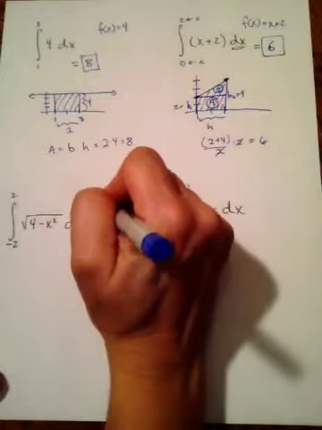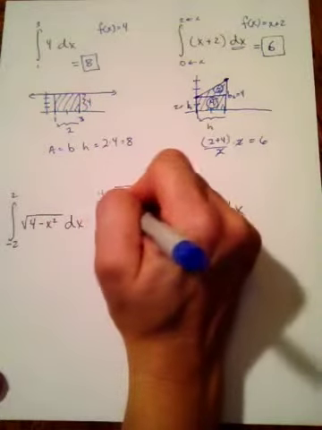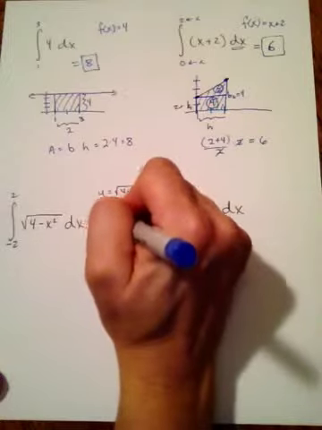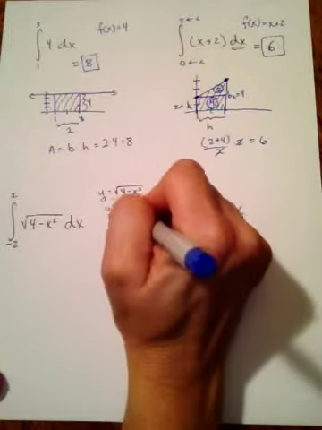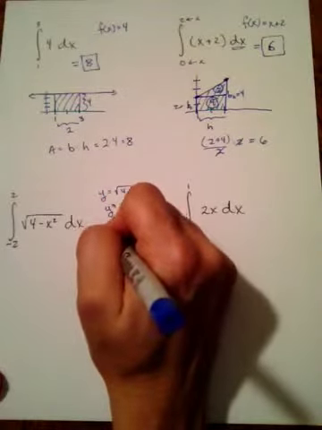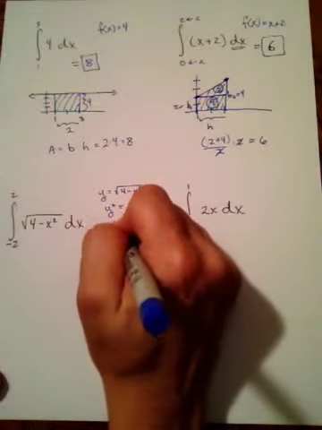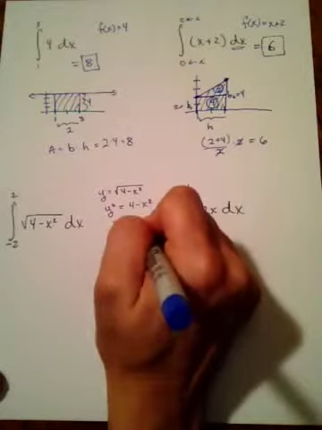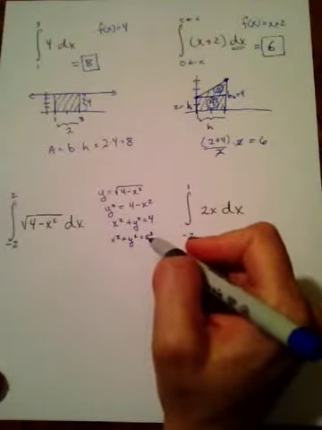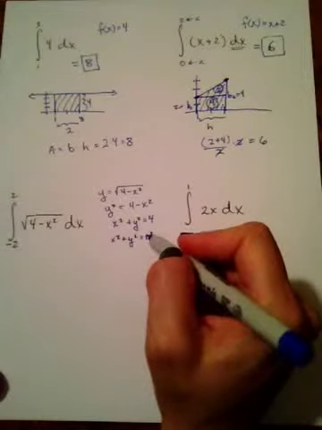I'm going to square both sides. Y squared equals 4 minus x squared, add the x squared back, x squared plus y squared equals 4. And this is the equation of a circle. So we have x squared plus y squared equals r squared, the equation of the circle or Pythagorean theorem, and our r equals 2. It's a radius of 2.